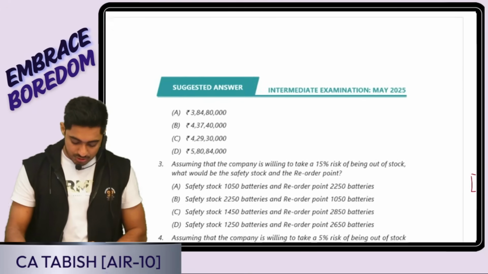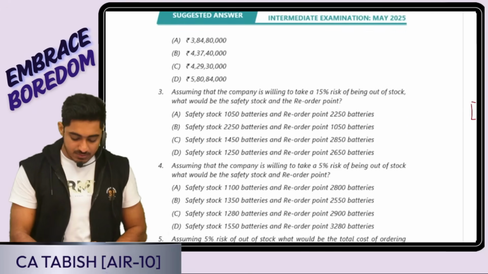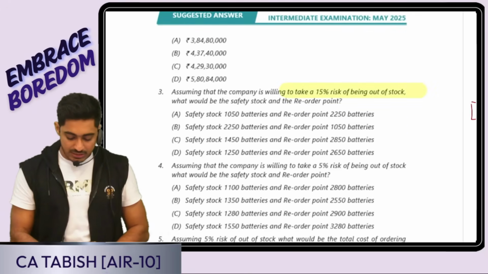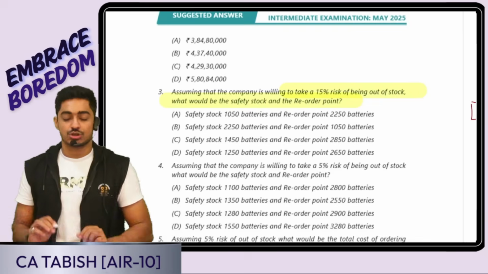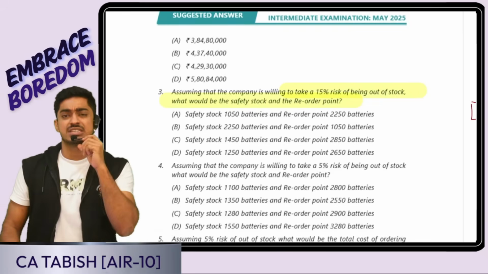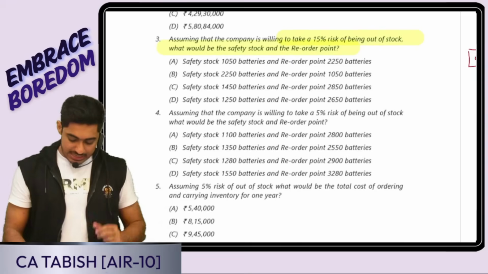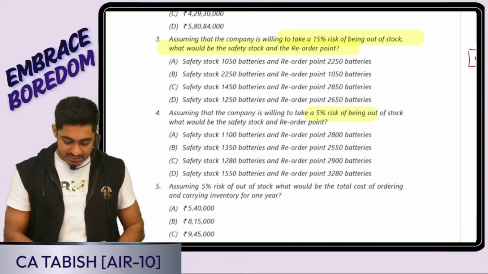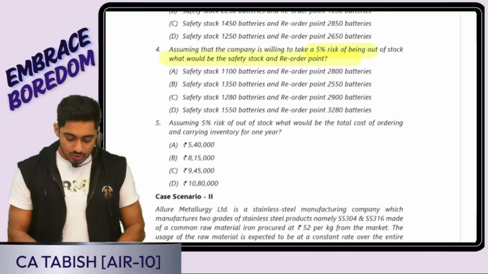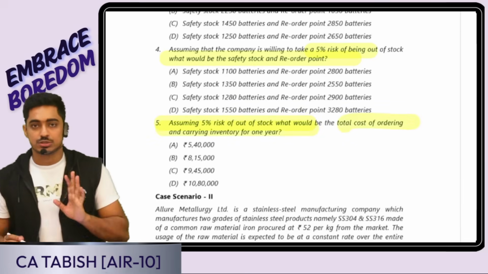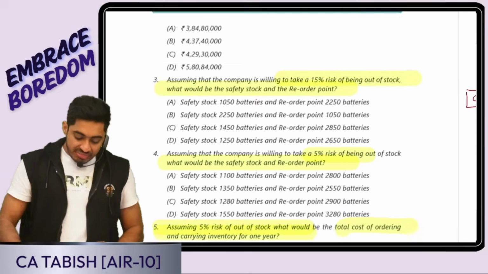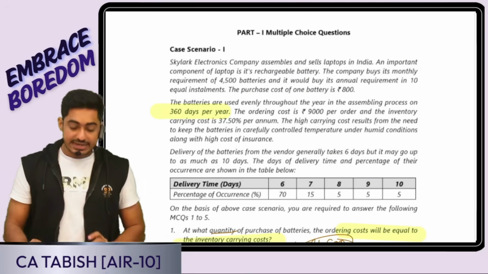Third one is going to be, assume that the company is willing to take a 15% risk of being out of stock. What is going to be the safety stock and reorder point? Sir, what is this 15% risk? I'll explain, don't worry. Yes, assuming the company is willing to take 5% risk, what is the safety stock and reorder point? Okay, assuming 5% risk of being out of stock, what will be the total ordering and carrying cost for 1 year? Okay, fine. Now, let us read the story.